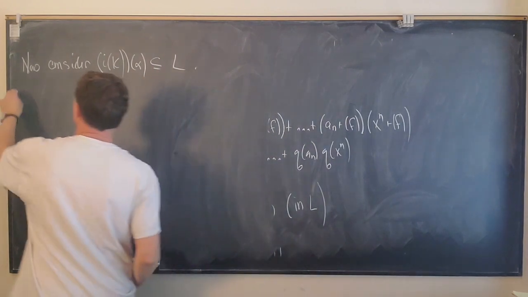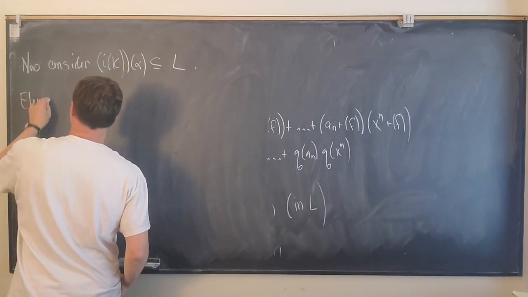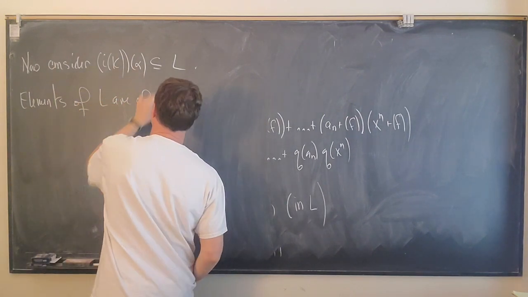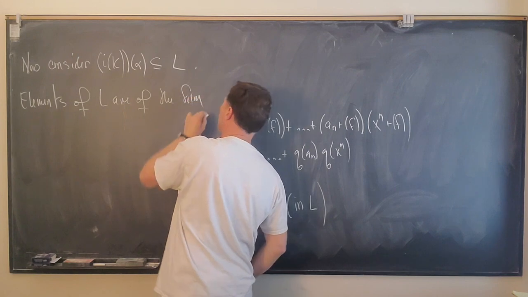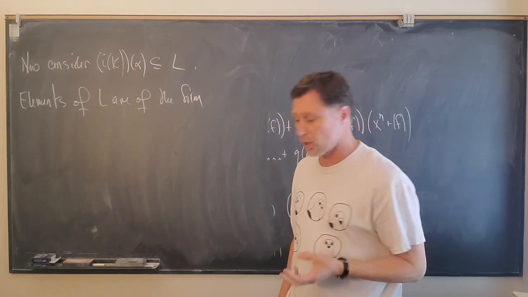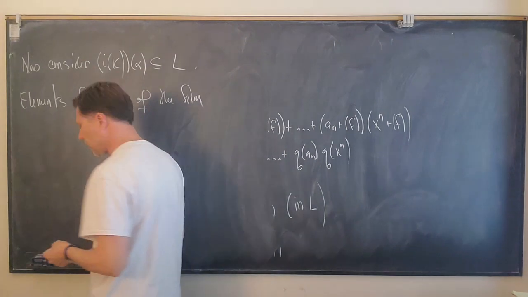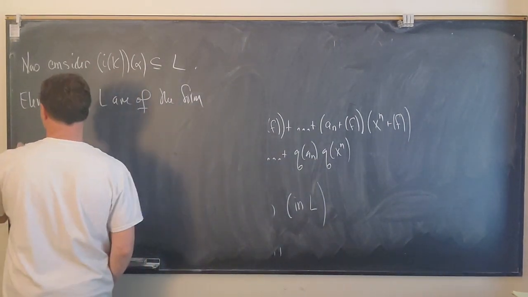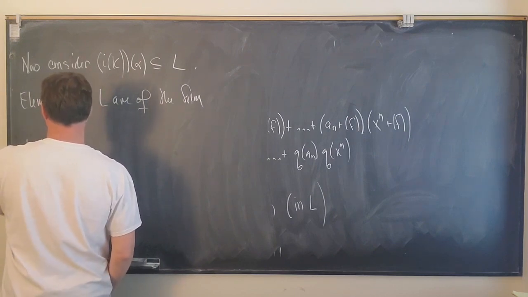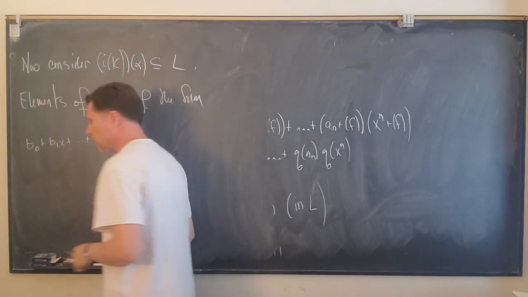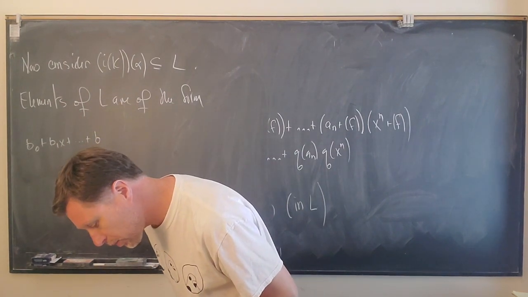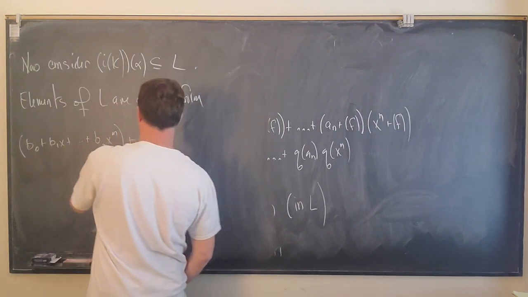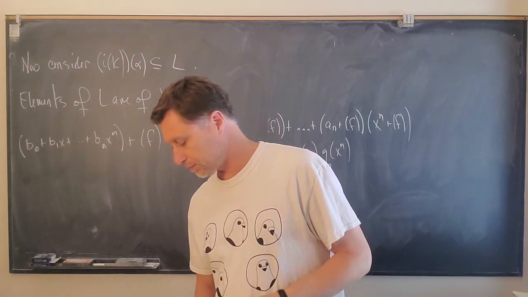Now, elements of L are of the form, so what do they look like? They look like cosets where the coset representatives are polynomials. So they look like B0 plus B1x plus dot dot dot plus Bm x to the m, plus the ideal generated by F.